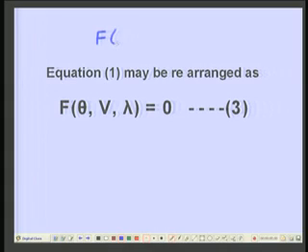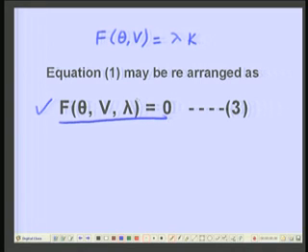The equations which we have put as f(theta, v) = lambda k can be reformulated or rearranged in the form f(theta, v, lambda) = 0, where k is a constant and lambda is a variable parameter, right. They are the set of nonlinear algebraic equations.